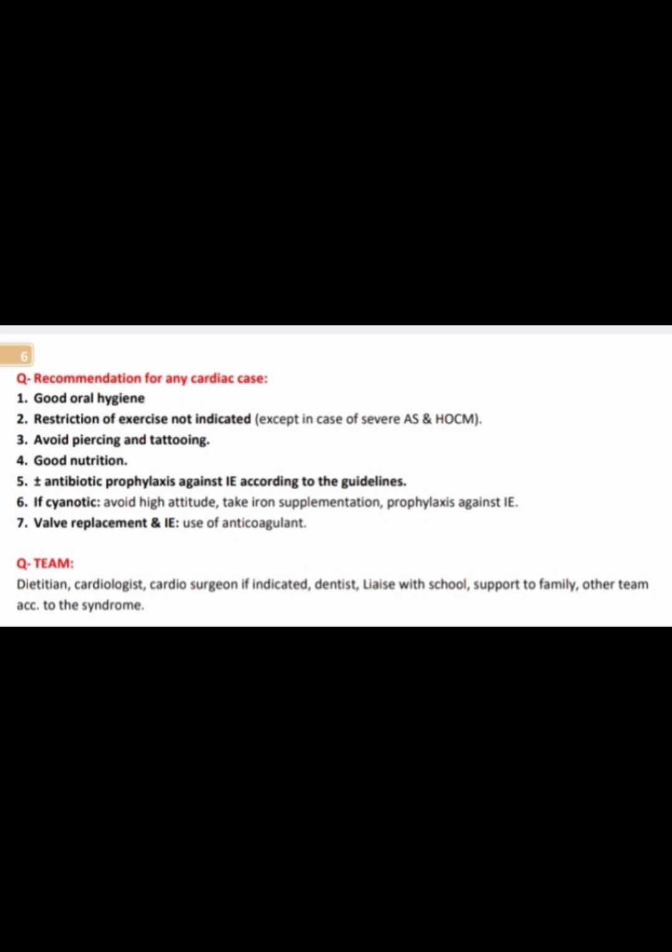Team. What are the team members involved when we manage a TOF patient? We involve the dietitian, cardiologist, cardiosurgeon if indicated, dentist, liaison with the school, support to the family and other team members according to the syndrome. So this is all about tetralogy of Fallot, which can be associated with pulmonary stenosis murmur, and the baby presentation can be cyanosis in the exam. That is an exam question and a viva question.